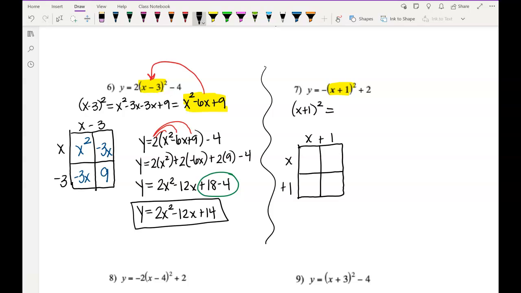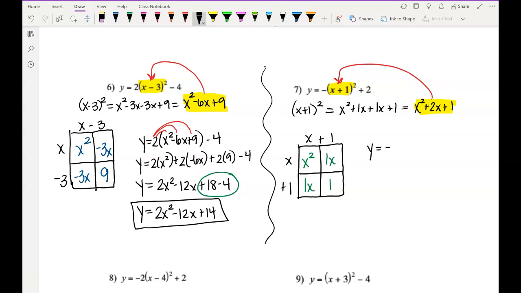So we set up our box. X times x is x squared. X times 1 is 1x. 1 times x is 1x. 1 times 1 is 1. So x squared plus 1x plus 1x plus 1 equals x squared plus 2x plus 1. So again, that means the same thing as what we had up in that parentheses.